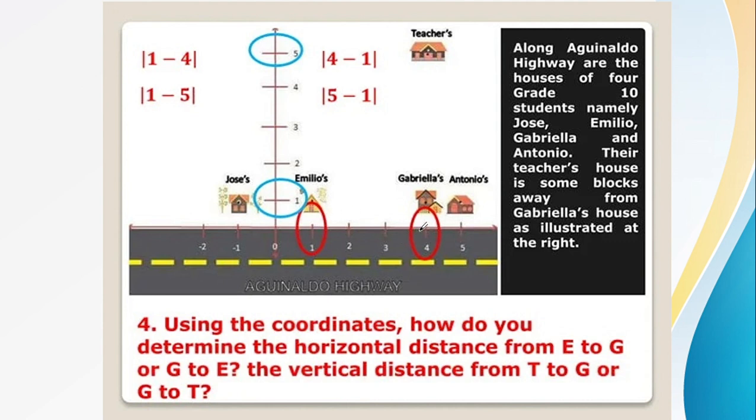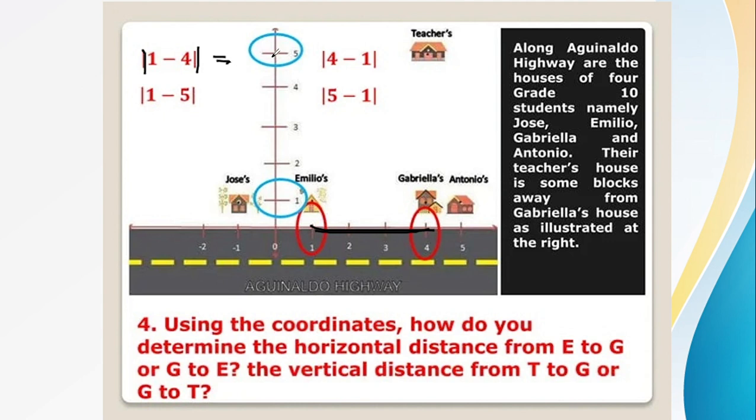So what we did was subtract them. 4 minus 1 or 1 minus 4. But we will be using the absolute value. If you can still recall, when there is an absolute value, we have no negative answer.